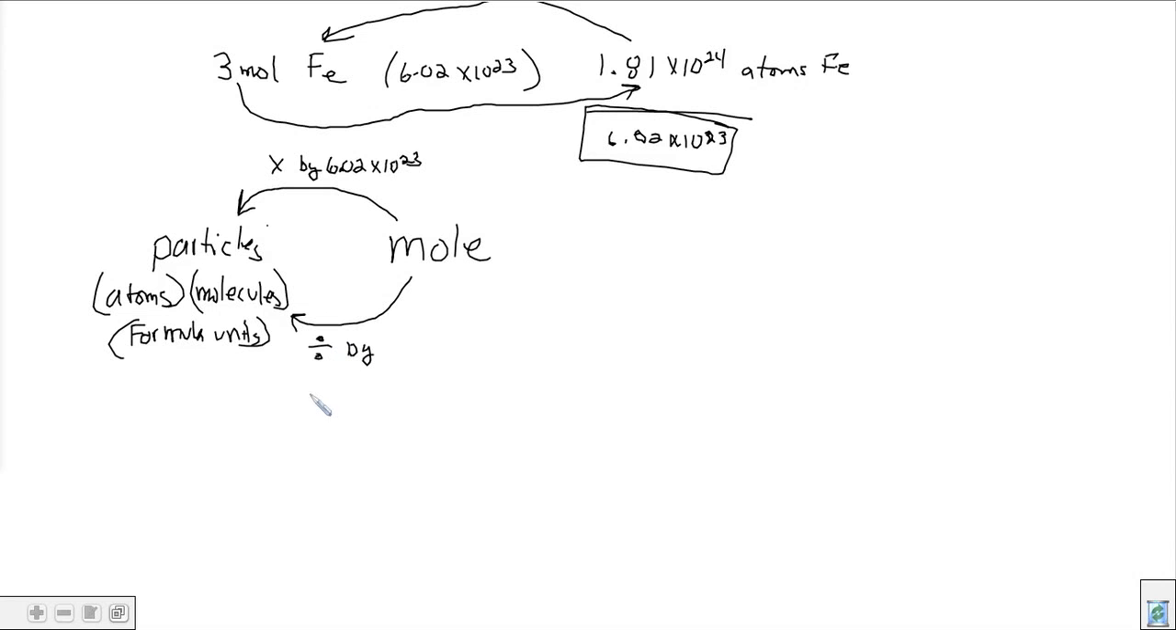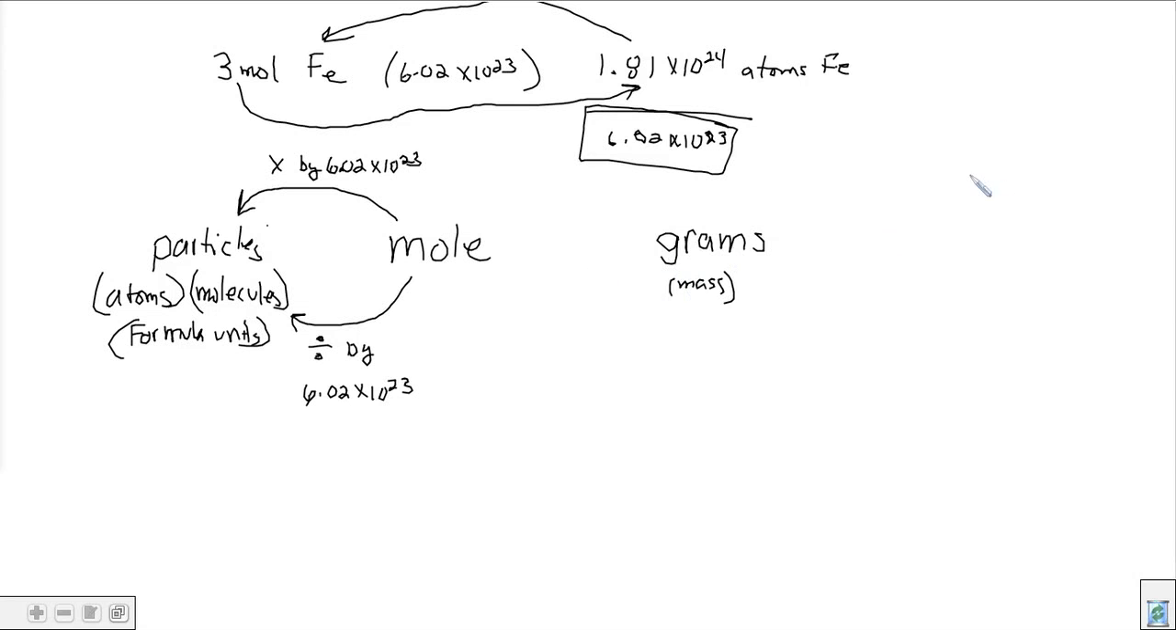Now, we also can go the other way. What if we have grams or mass? Mass is always measured in grams here. We could say mass right down here. And so what about that? What if I said, okay, I've got 112 grams of iron?